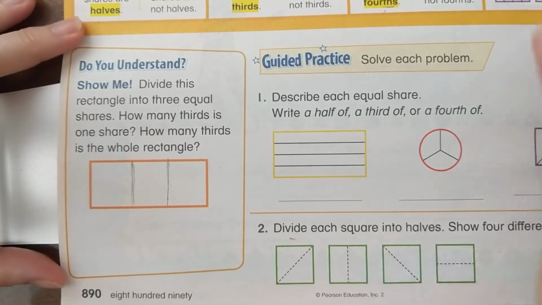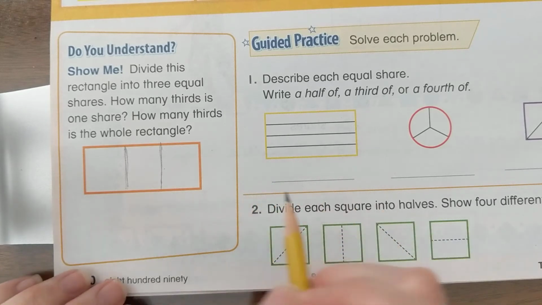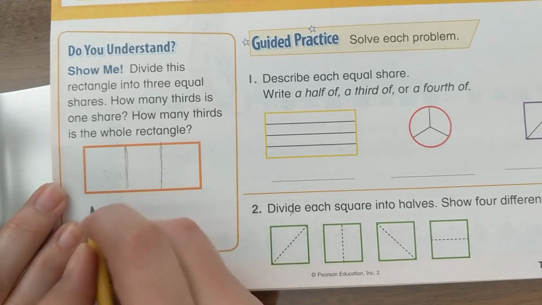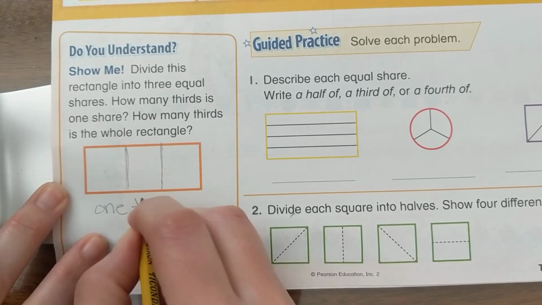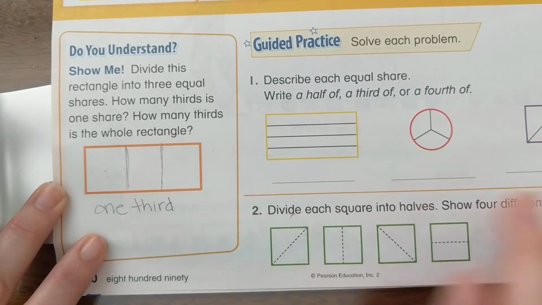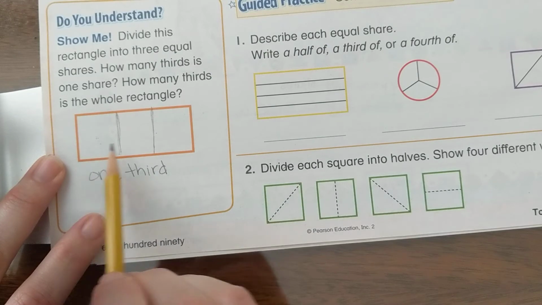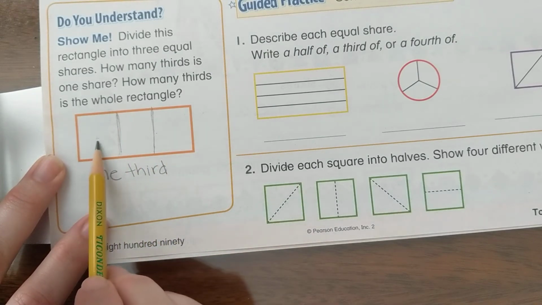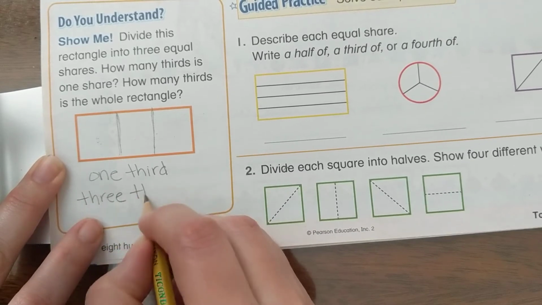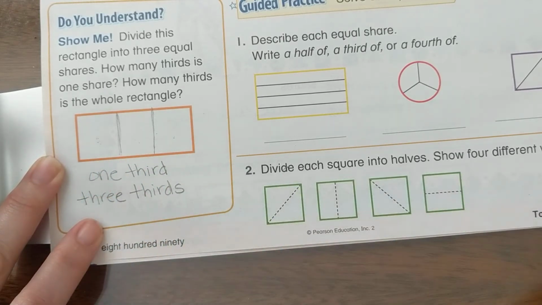Okay, so how many thirds is 1 share? So one of these shares, just one piece, you would say it is 1/3. Okay, how many thirds is the whole rectangle? So how many of these third pieces do I have to fill up the whole thing? Well, we have 1, 2, 3. We have 3 thirds would fill up the whole rectangle.